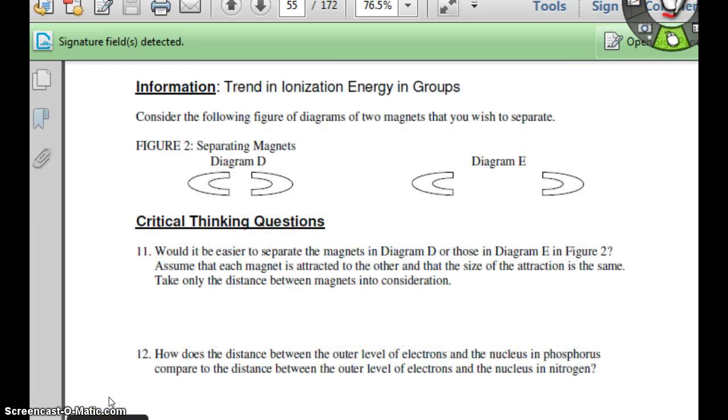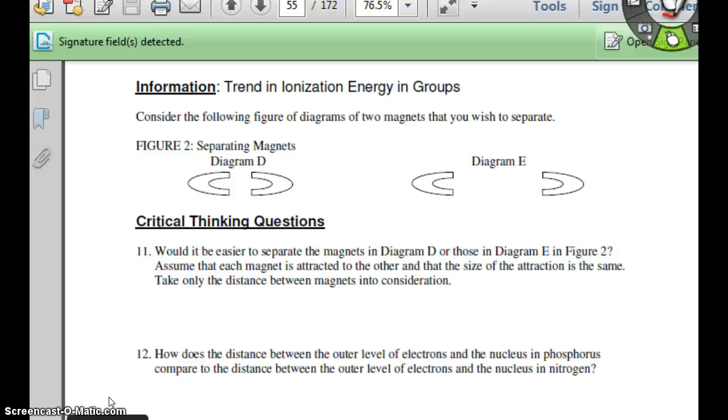Okay, so we got a little bit more information, trend and ionization energy in groups. And we look at those diagrams. Diagram D, we've got 2 horseshoe shapes. They're kind of like magnets, I guess, close together. Diagram E, they're further apart. So number 11, would it be easier to separate the magnets in D or E in figure 2? Now hopefully you answer that it'd be easier to separate E.